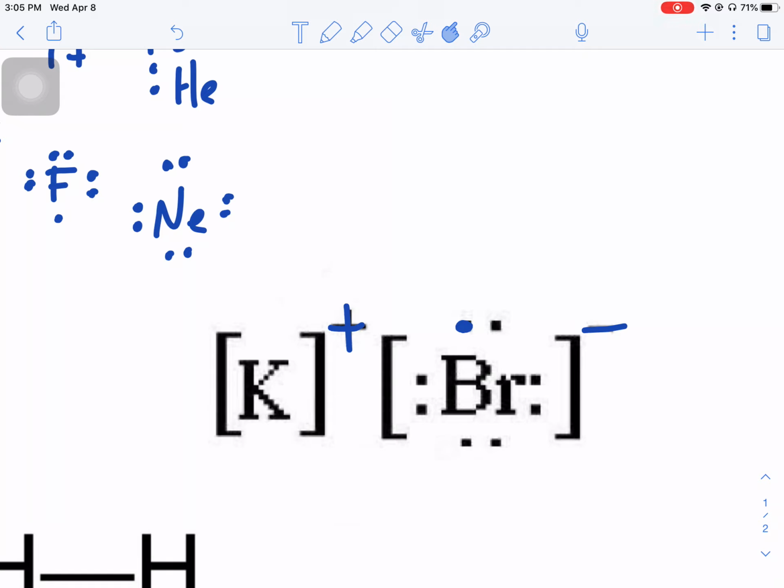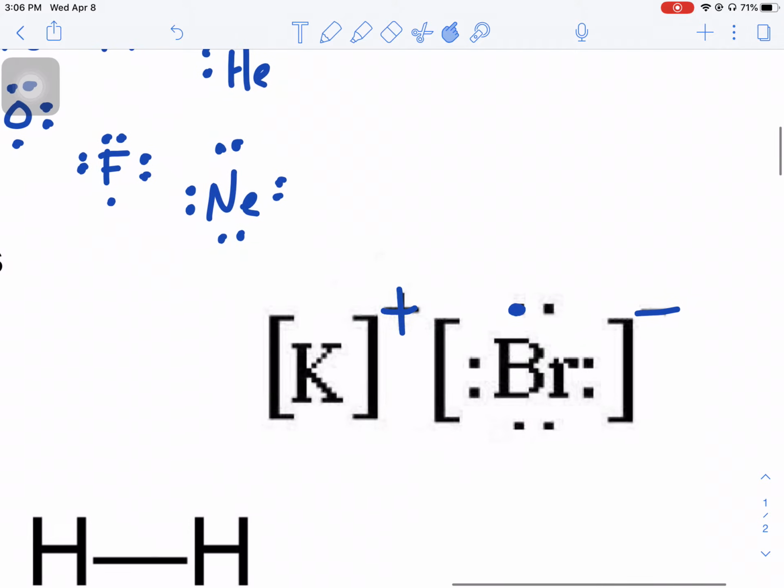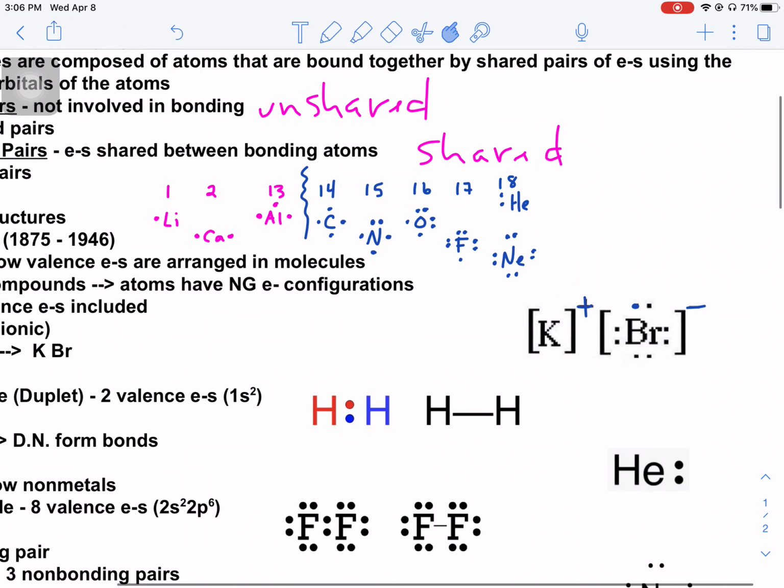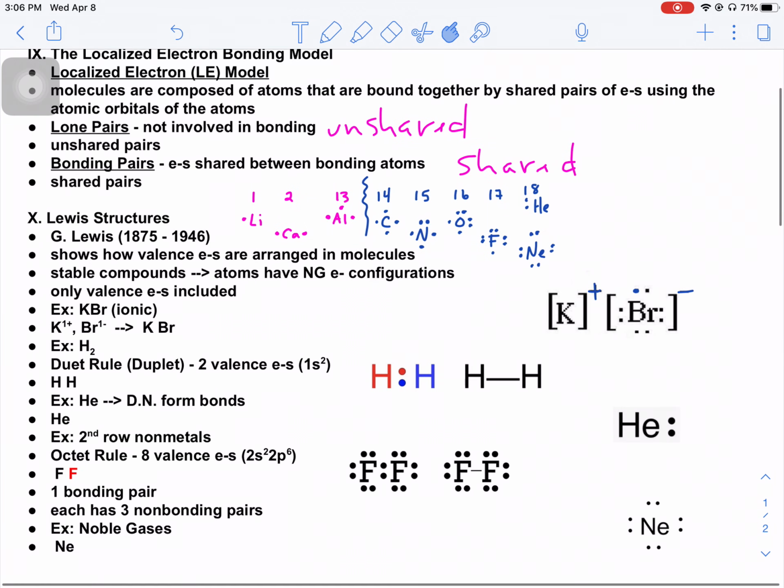Realize that potassium does have a stable octet. It's lost 1 electron, so it's probably going to be like element number 18, but bromine also gains an electron, and by doing so, they become oppositely charged. We don't typically use Lewis structures for ionic bonds as much. All right, so which leads us to hydrogen.